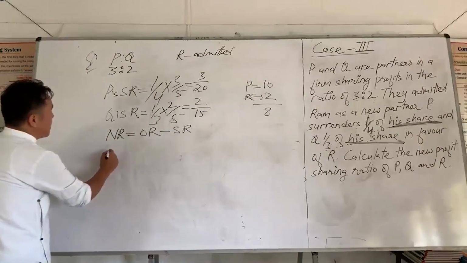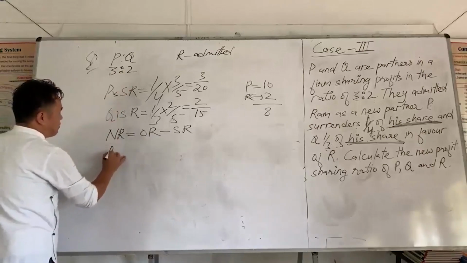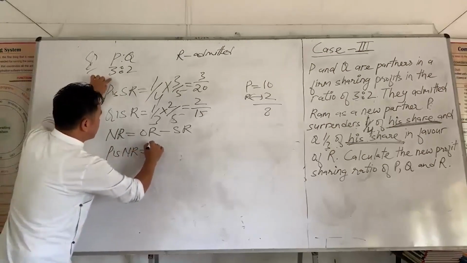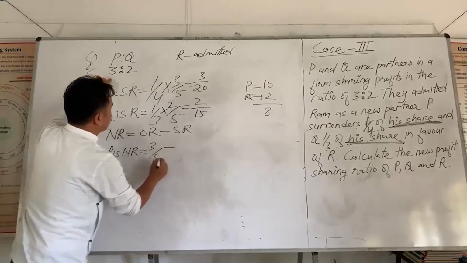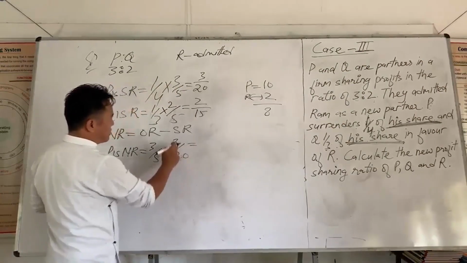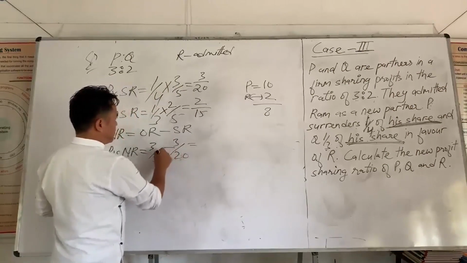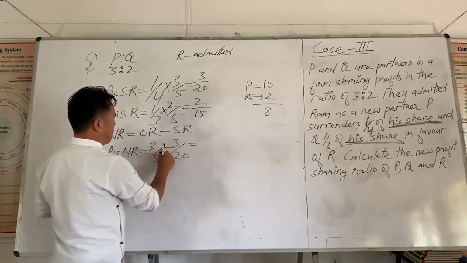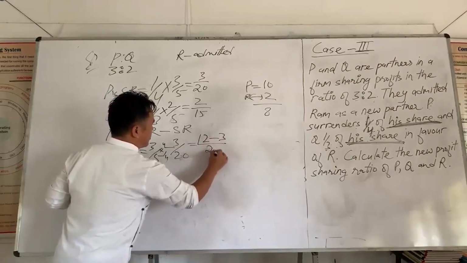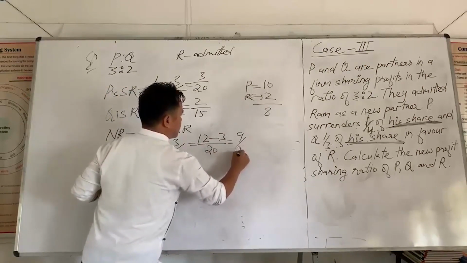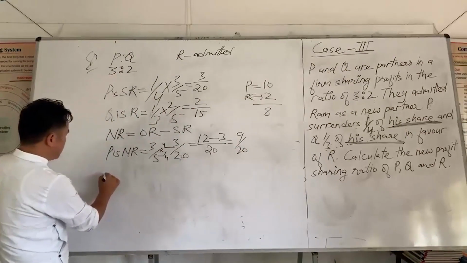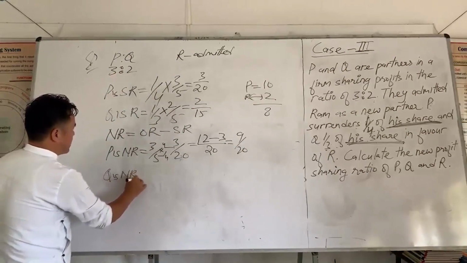Okay. Now we are going to find all partners' new ratio. Now P's new ratio is equal to, what is P's old ratio? 3 by 5 minus what is P's sacrificing ratio? 3 by 20. So we have to deduct 3 by 20 from 3 by 5. So multiply by 4 by 4. So here we got 12 minus 3 divided by 20. Here we got how much? 9 by 20.